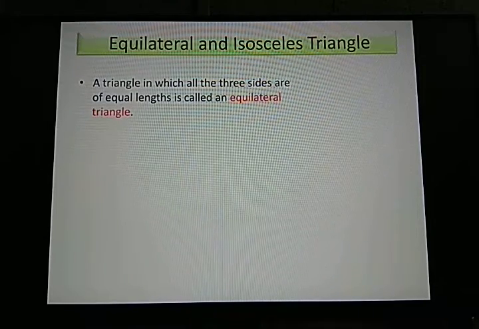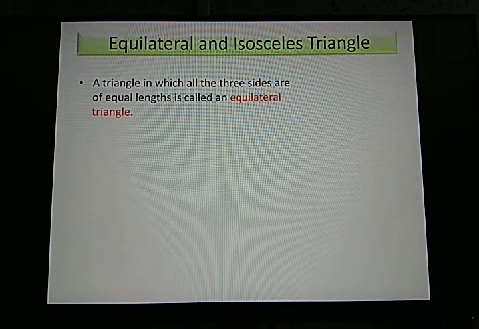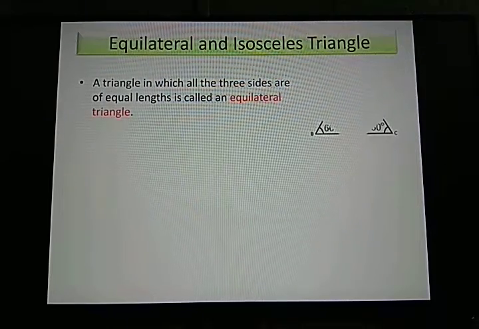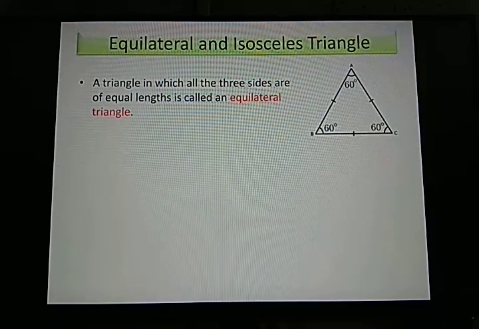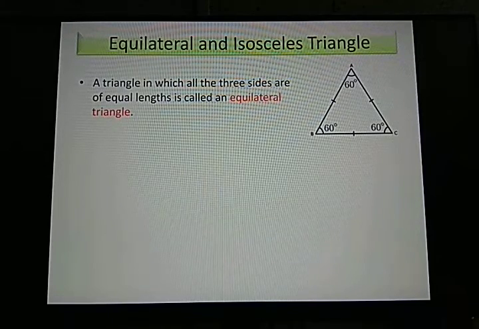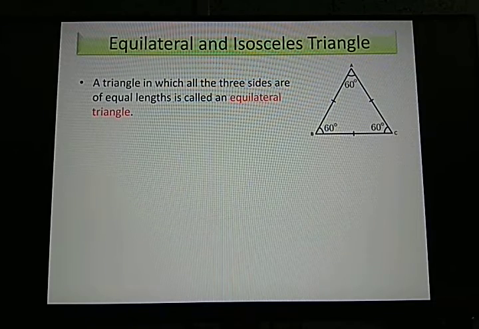A triangle in which all the three sides are of equal lengths is called an equilateral triangle. You can see in the figure, here triangle ABC is an equilateral triangle. Why? Because the length of the side AB is equal to the length of the side BC, and it is equal to the length of the side CA. That means the lengths of all the three sides of the triangle are equal. Then in that case we can say that the triangle is an equilateral triangle. So in our case, triangle ABC is an equilateral triangle.